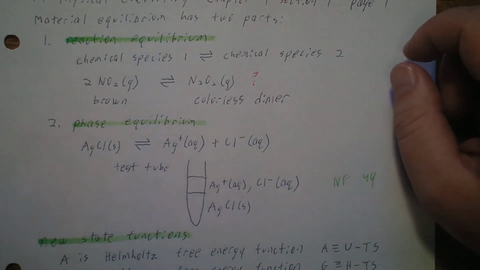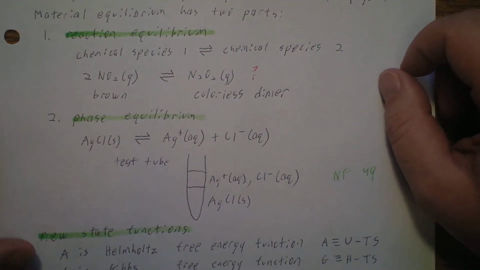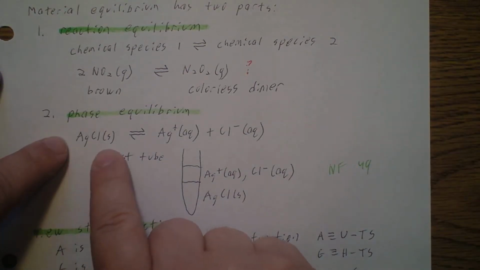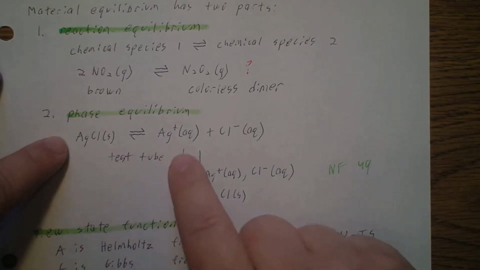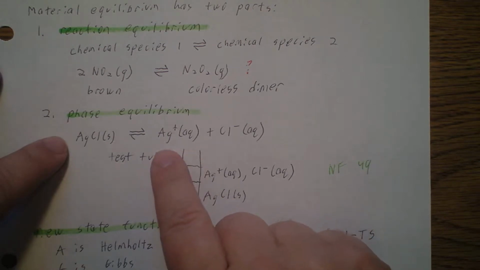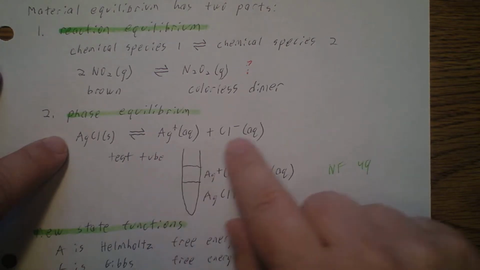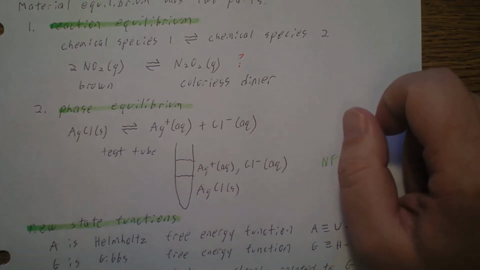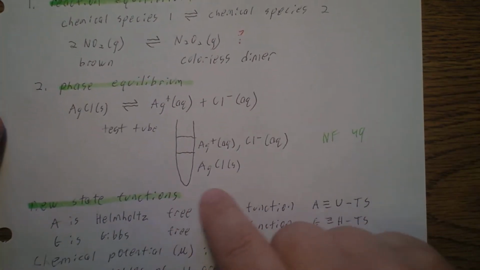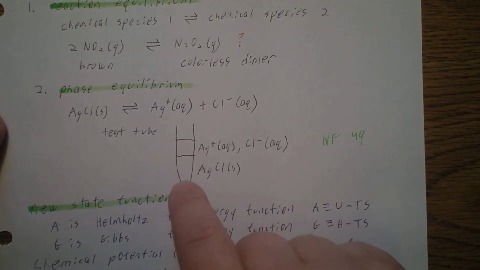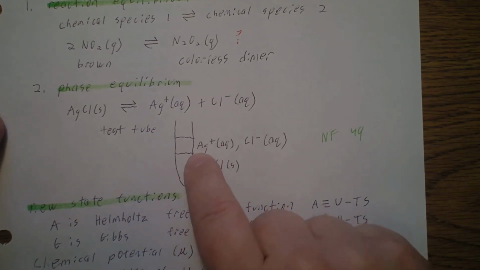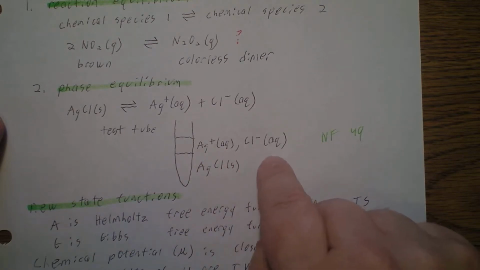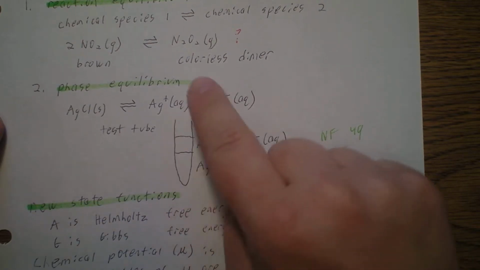Okay, the alternative, another type of material equilibrium, is phase equilibrium. Let's say that we have silver chloride, which is solid, in equilibrium with aqueous silver plus ions and aqueous chloride ions. So we have a test tube here. The silver chloride solid is going to sink to the bottom, and then we have the silver plus ions and the chloride minus aqueous ions all up here, and then of course air, etc.